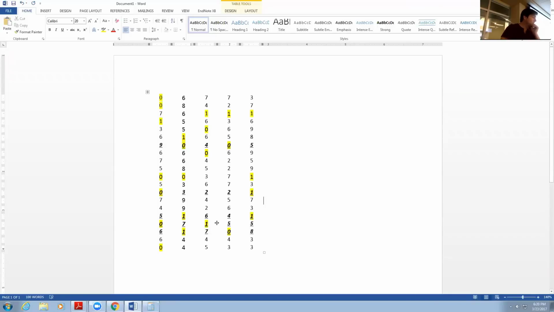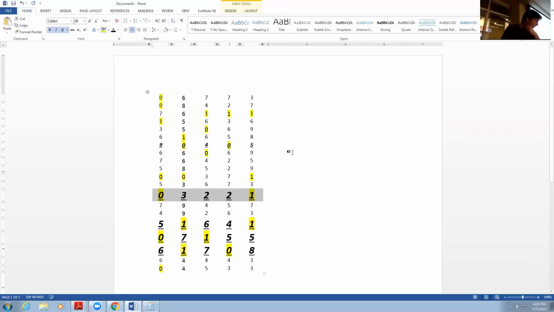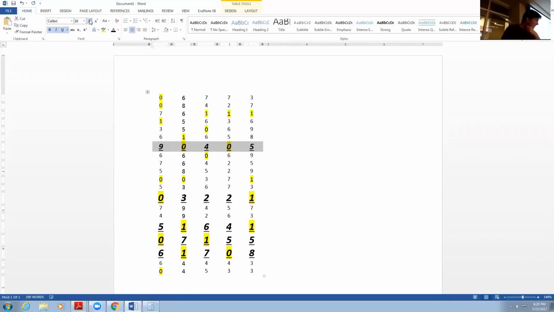Why am I doing that? Just to call my attention to it. If I was doing this on a sheet of paper, I'd probably underline them or circle them or something. It's just hard to see, and I can't really change this. I could maybe change the size of them a little bit. Can I do that? Tables are weird. But that row, this row, and this row, I think that's it.